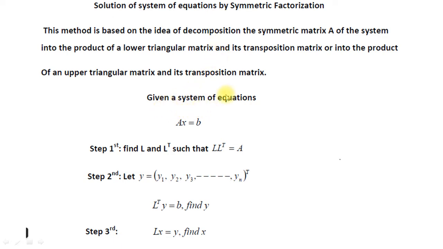Suppose we have a system of linear equations Ax = b, where A is the coefficient matrix, x is the unknown matrix, and b is the constant matrix which lies at the right hand side of the system. Now there are some steps for the procedure of the Cholesky method. First of all, find the lower triangular matrix L and the transpose of the lower triangular matrix such that L times L transpose is equal to A.